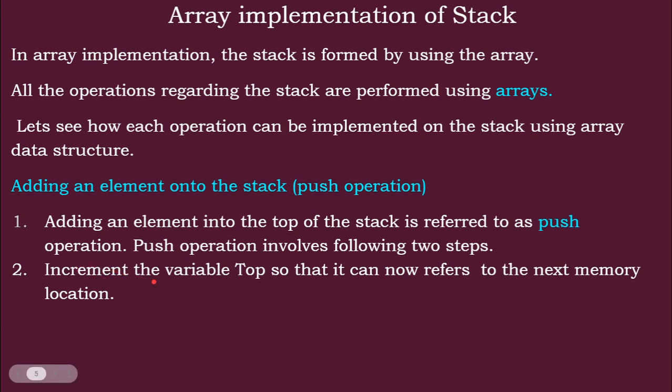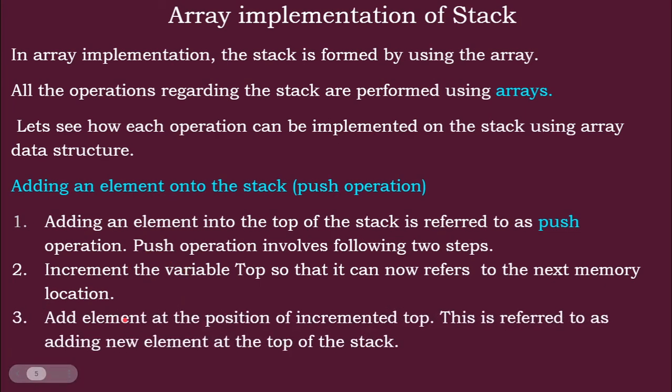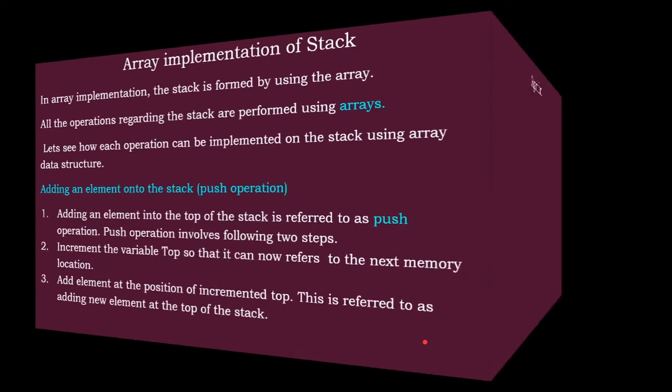First, increment the variable top so that it can now refer to the next memory location, because we have to add a new element. In order to add a new element, we have to make memory for the new element. That is done by incrementing the top variable: top is equal to top plus 1, and then that element is put at the incremented top. This is referred to as adding a new element, also called a push operation.